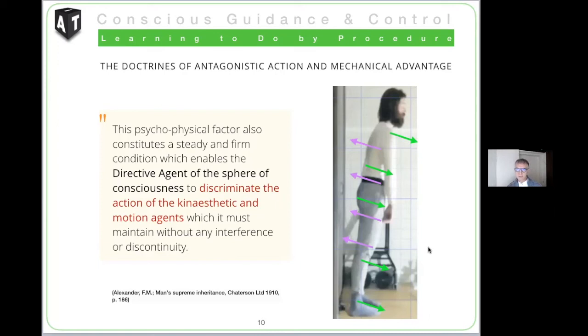So, what do we mean by discriminating the action of the kinesthetic agent and the motion agent? Well, a diagram is the best. We have here some arrows. So I want the person to create intents of movement. So I want the inferior exterior part of the knee to move forward. I want the superior part of the knee to move back. I want the lower sacrum to move forward. I want the lower sternum or the ribs at the front of the armpit line to move back.